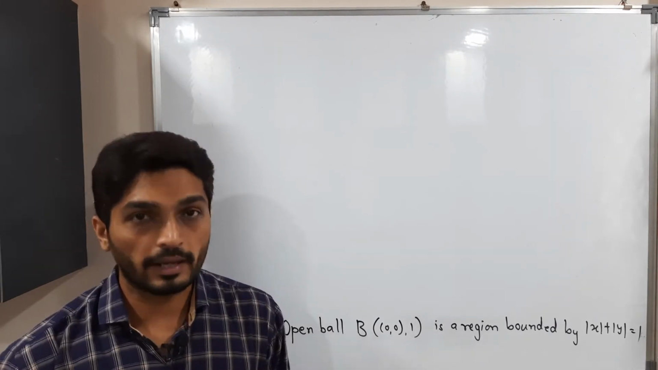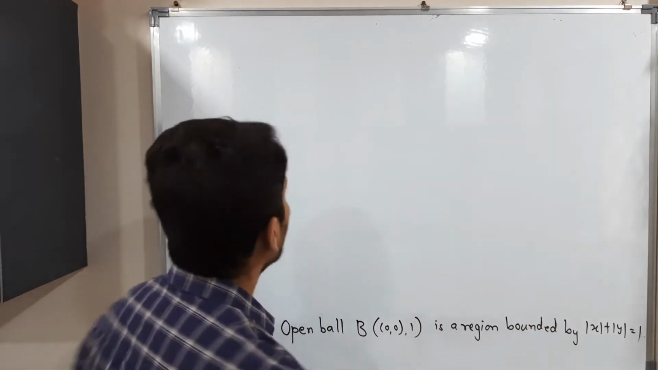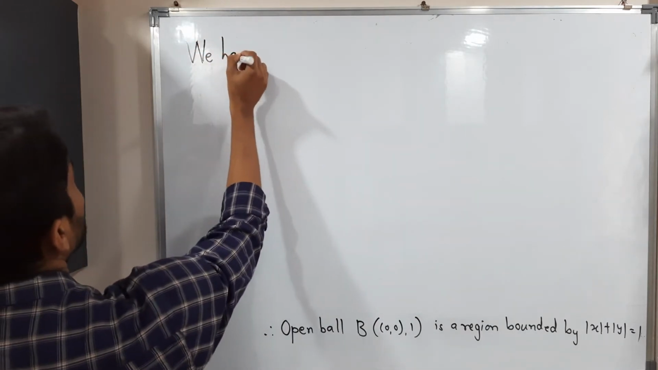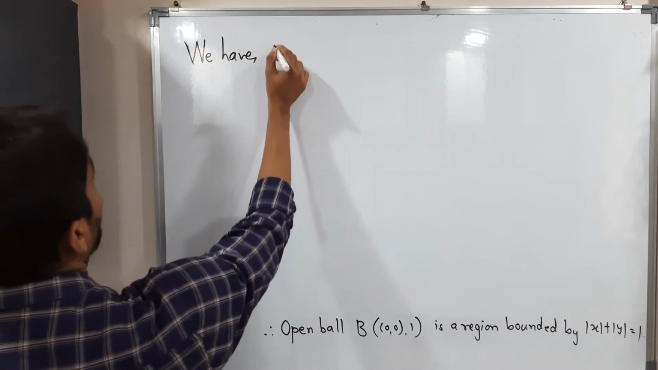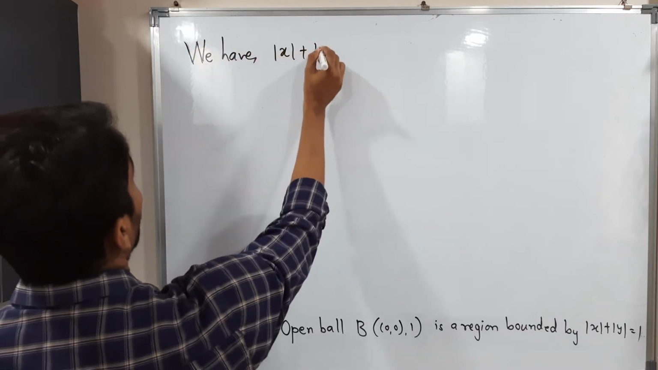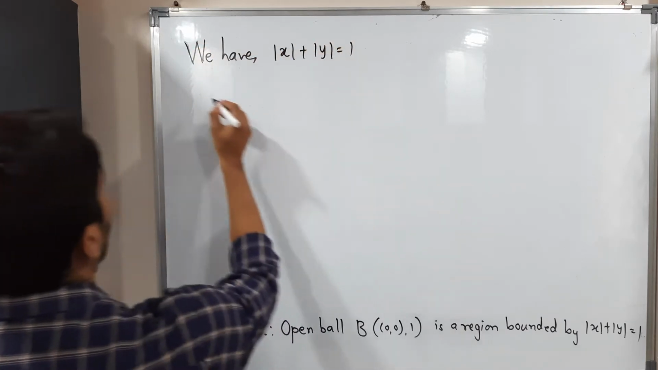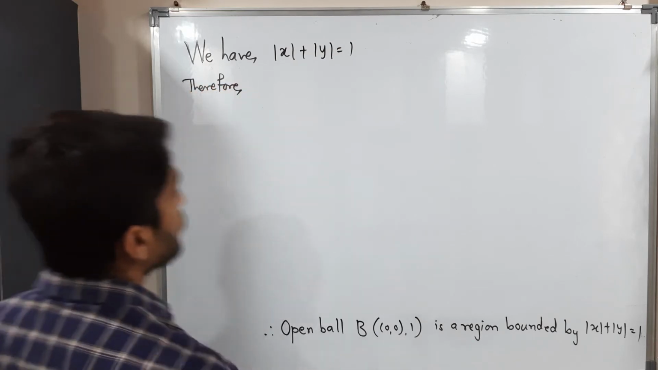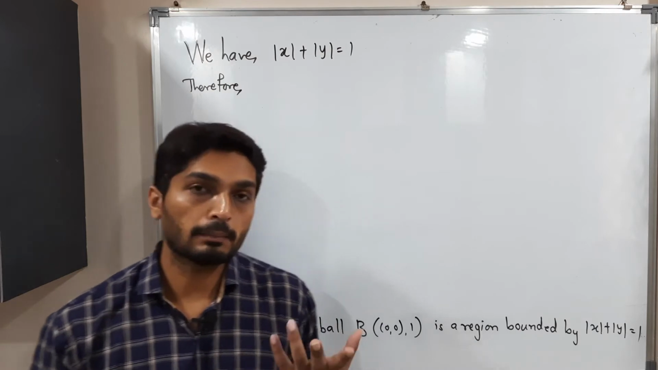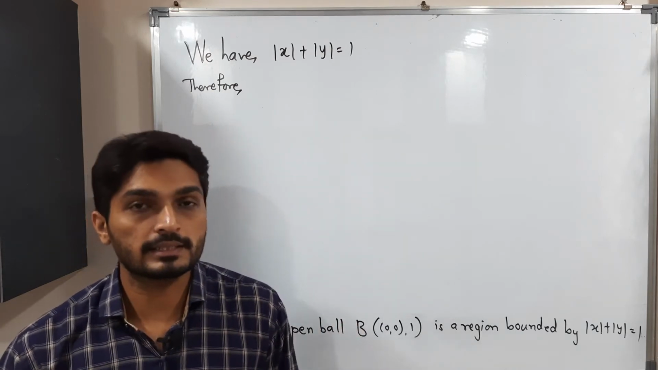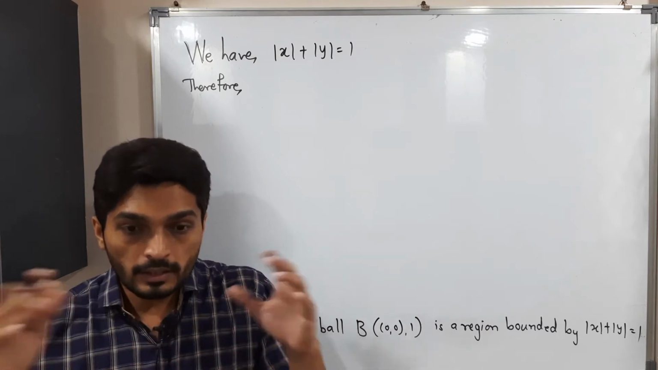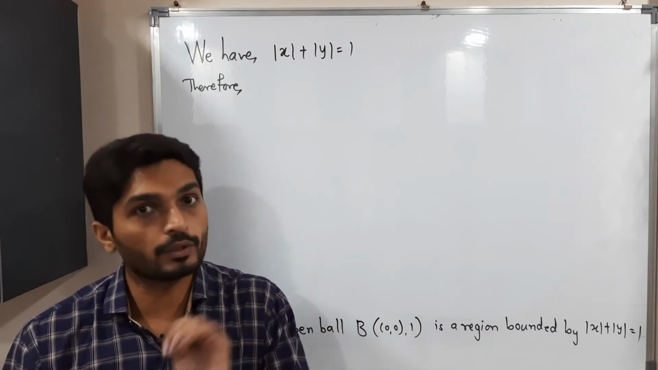So let us draw a diagram now. What we have is mod x plus mod y equal to 1. You know that the value of mod x can be plus x or minus x, and the value of mod y can be plus y or minus y. So if you consider all possibilities, we will have 4 equations.